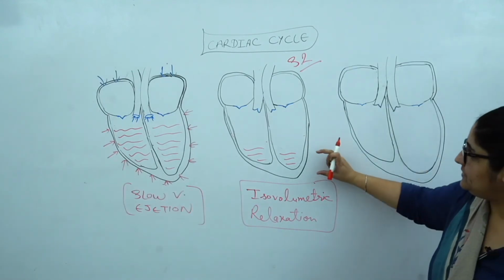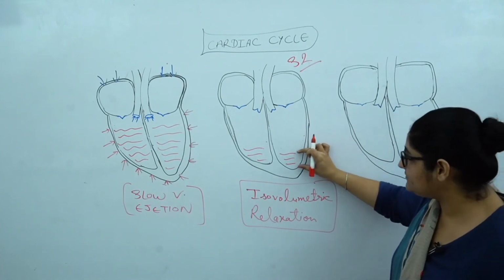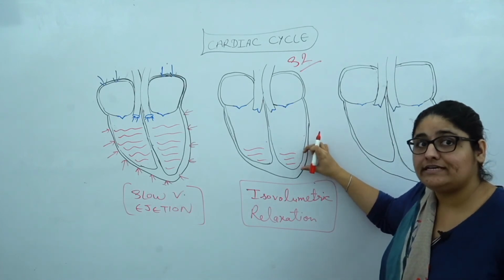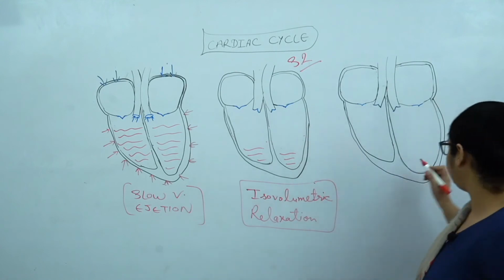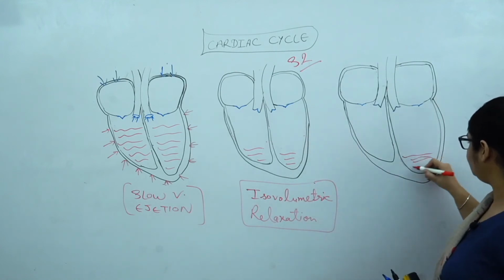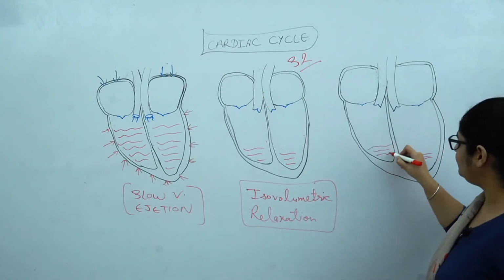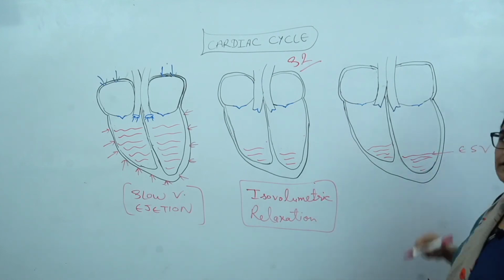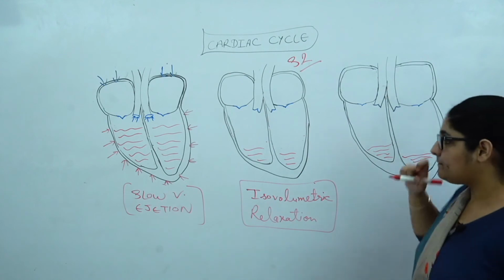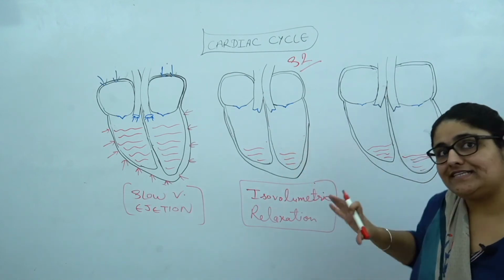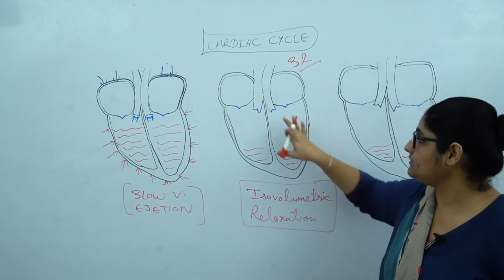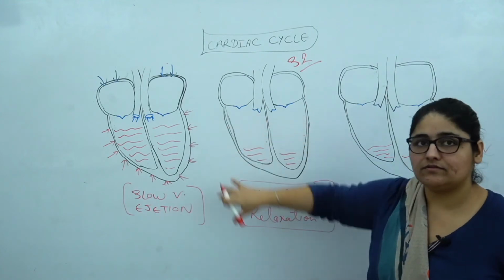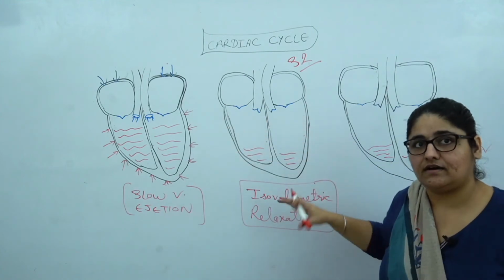Now, as we have seen, in this stage there is still some volume of blood left in the ventricles. This is called end systolic volume. Now, the ventricles relax. In this stage, all the valves are closed and the ventricles are relaxing.